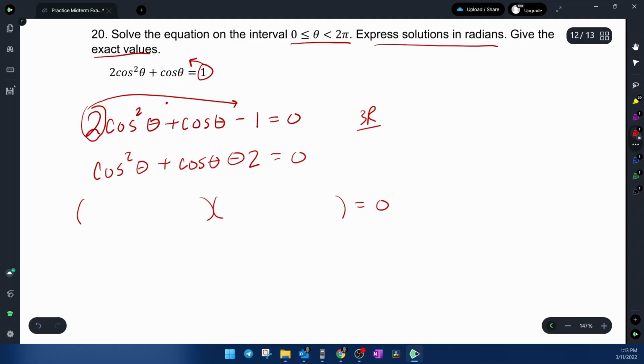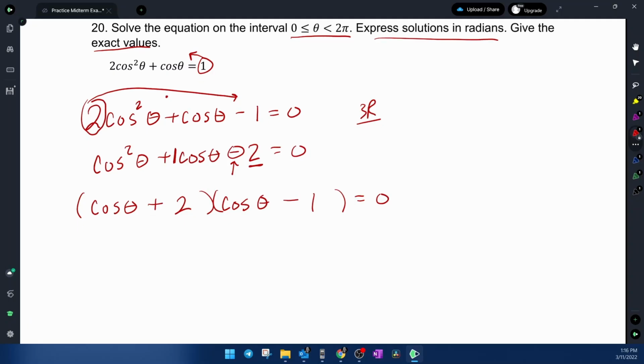If I read the signs, those are going to be different. To make cosine squared, that would be cosine theta and cosine theta. Numbers that multiply to make 2, that subtract to make 1, would be 2 and 1. Now, once we have the quadratic factored, remember we're doing the 3R method, so the first R I said was remove. Now the second R is replace. Notice the 2 I took off. I now have to replace it in front of each cosine.